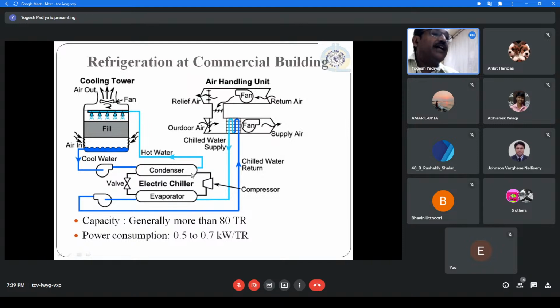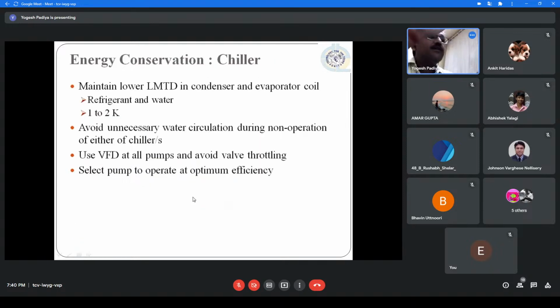So in short, the chilling plant has a chiller unit, a cooling tower, and an air handling unit. Now, if you have a 10-floor building, then one supply will go to the first floor, the second supply will go to the second floor, the third supply will go to the third floor, and all the supply will come back. Right. Now, how to reduce energy consumption in a chiller.